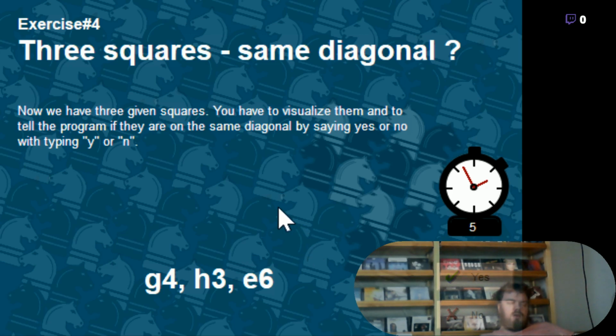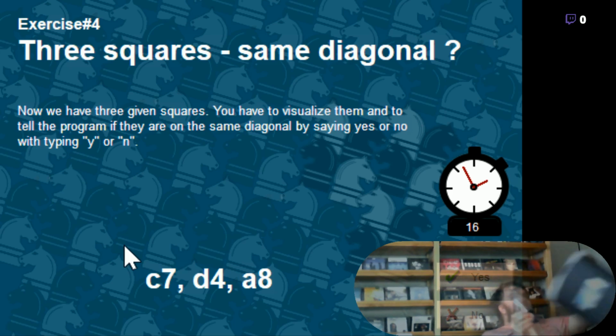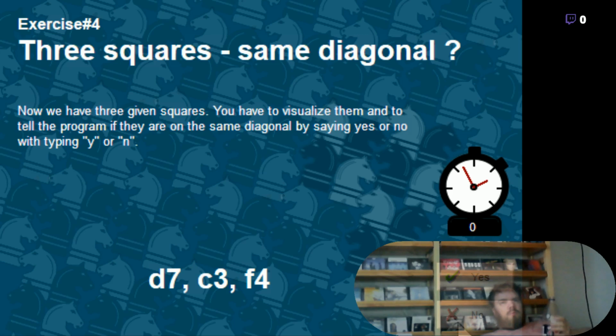G4 is the same diagonal with F5. And H3 as well, and E6 as well. C7 is this dark square in knight jump away from A8. C7 is a dark square, and so is D4, but they are too close to each other, so they cannot be in a diagonal.